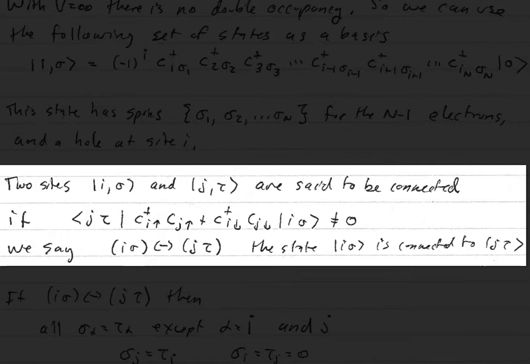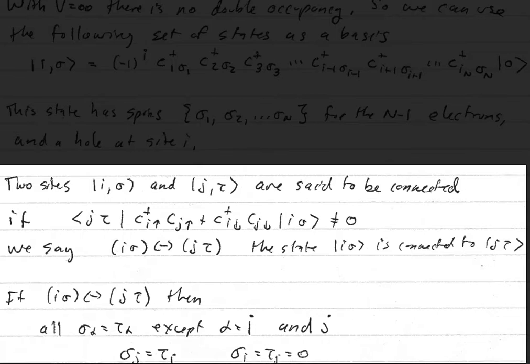And then, of course, the spins of all of the other terms must be exactly the same, otherwise it won't be the same state. And so we're going to use this notation with a double arrow to say that Iσ is connected with Jτ. And the condition, as we just worked out in my discussion there, is that σ_α is equal to τ_α, except for α equals I and J. And we'll have σ_J equal to τ_I. Of course, σ_I equals τ_J equals 0 because there's a hole there.